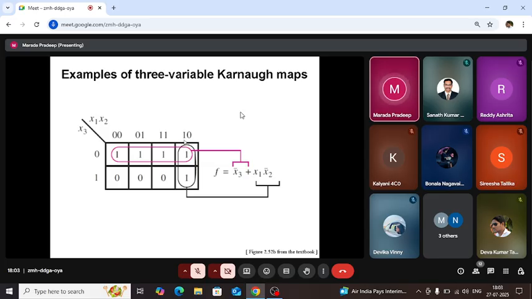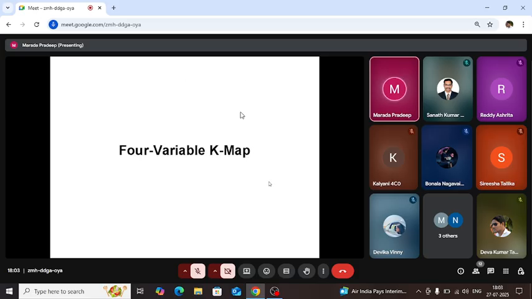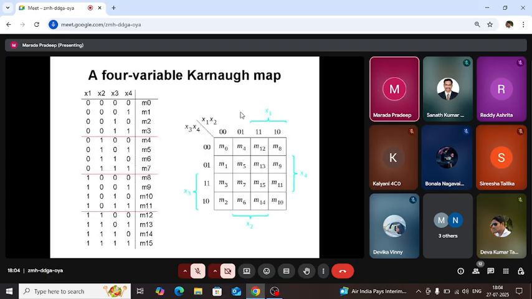So yeah, here it is clearly visible, x1 and x2 bar. It's an expression. Next, the four variable K map is also similar to the three variable K map. See here, M0, M1, M2, here 1 1 1 0 0 0 0 1 1 1 1 0.